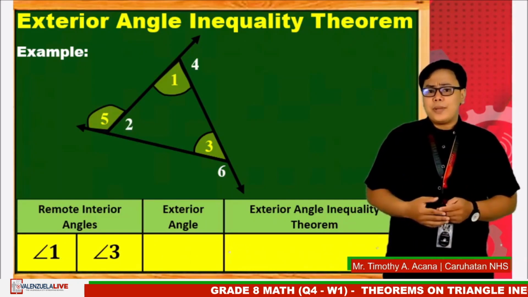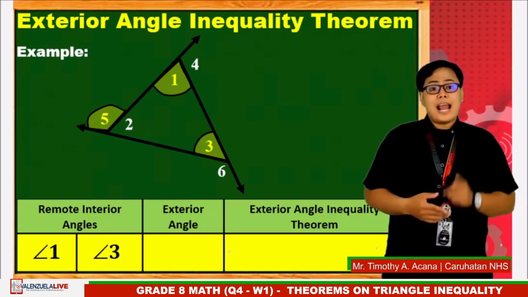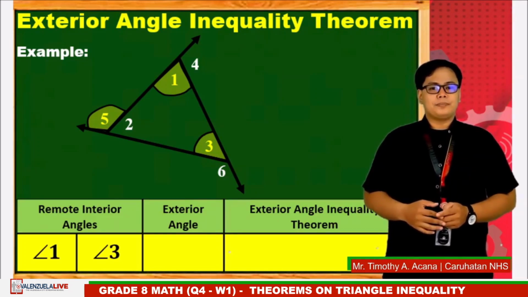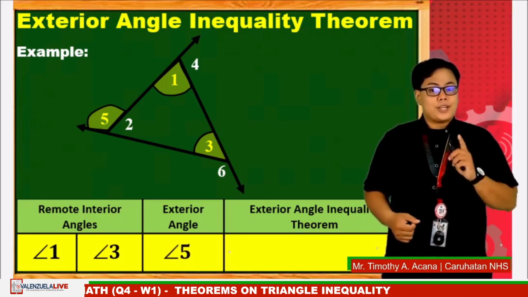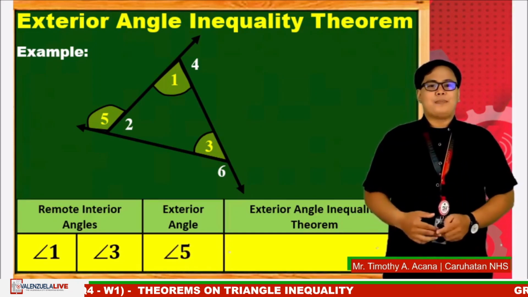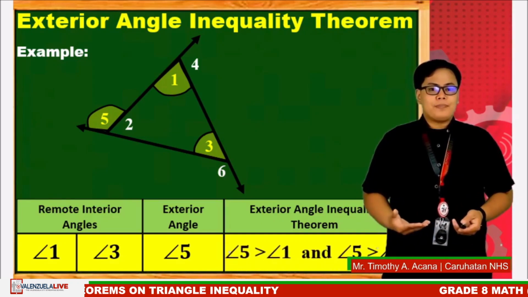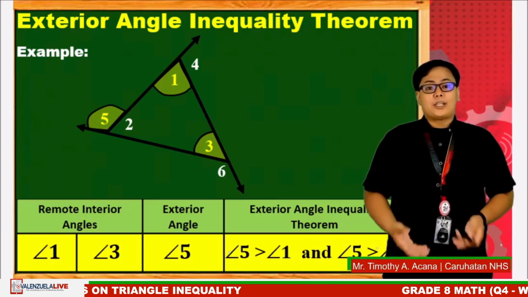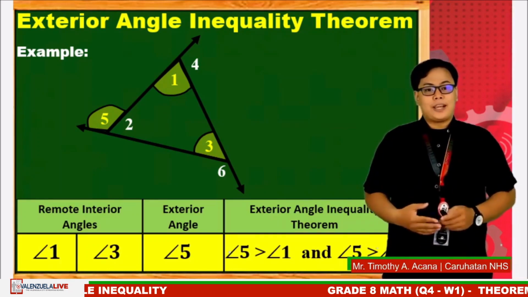Now let us determine the exterior angle if the given remote interior angles are angle 1 and angle 3. That is correct. The exterior angle is angle 5. And by exterior angle inequality theorem, we have angle 5 is greater than angle 1 and angle 5 is greater than angle 3.